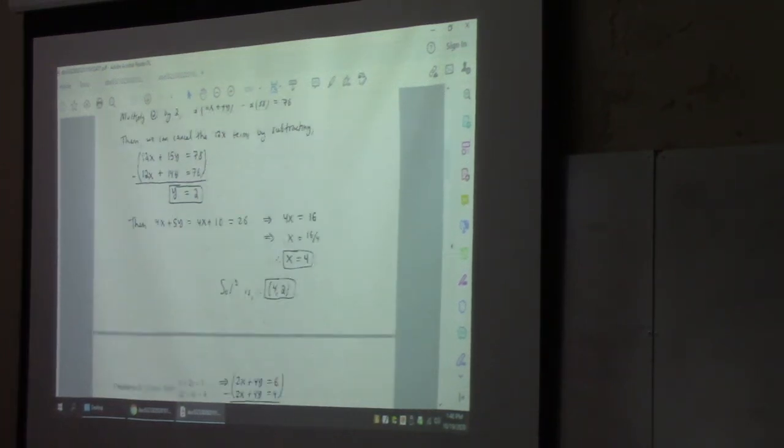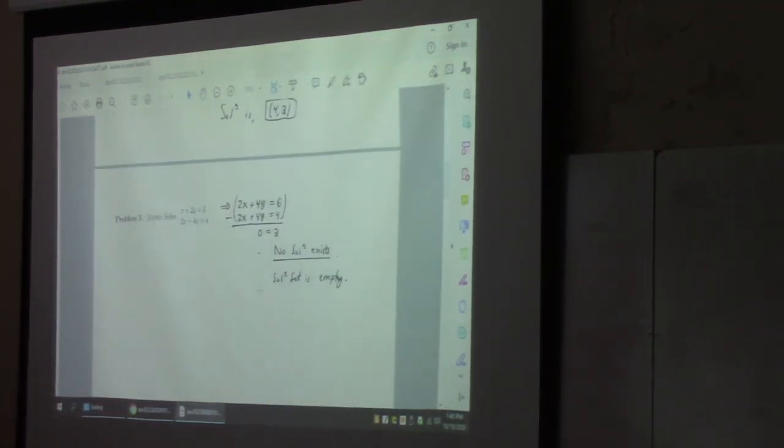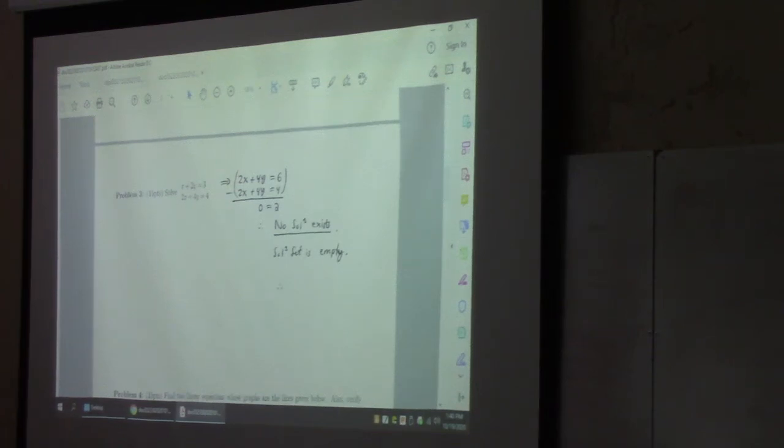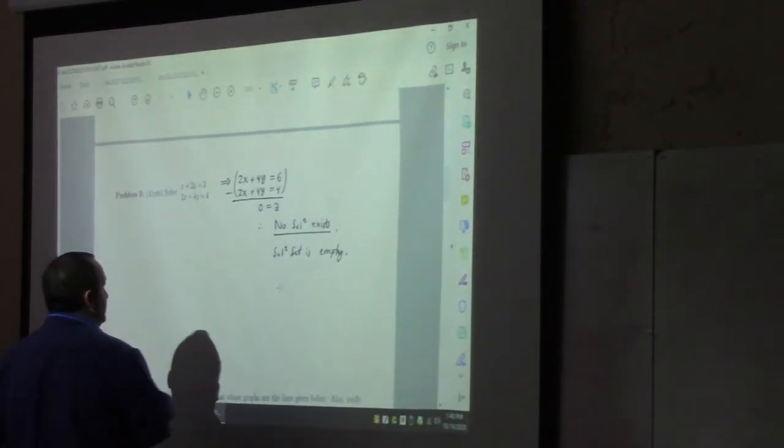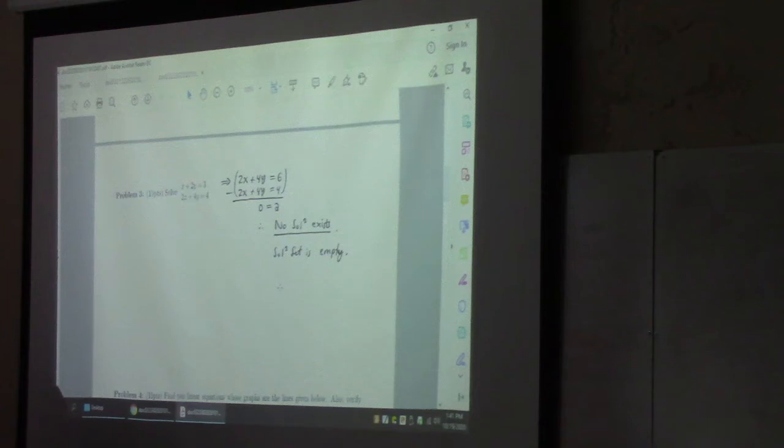All right. Problem 3 has no solution, in the sense that this system of equations is inconsistent. If you multiply the first equation by 2, you get 2x plus 4y equals 6, right? And then if I subtract the equations, I get 0 equals 2, which is not possible, right? So this means that this system of equations has no solution.